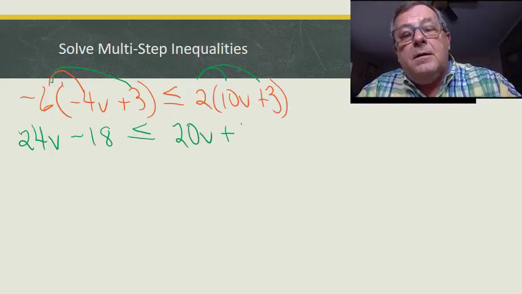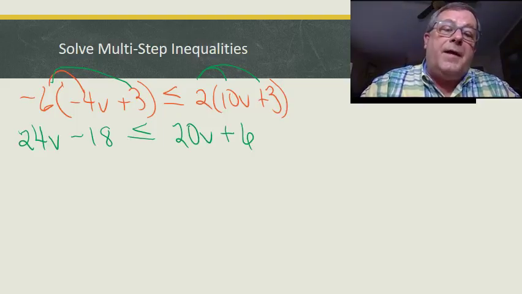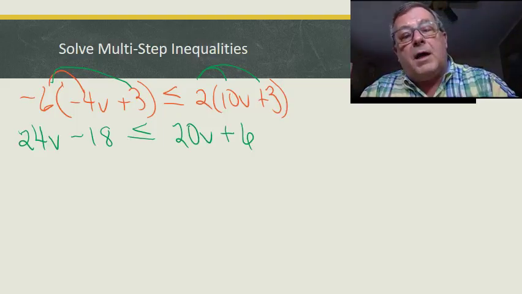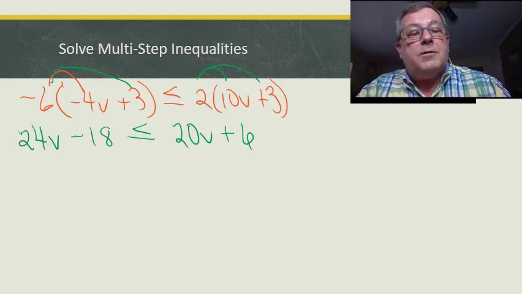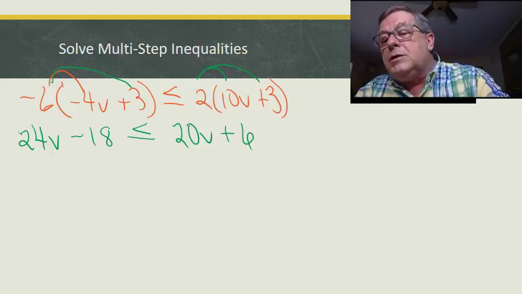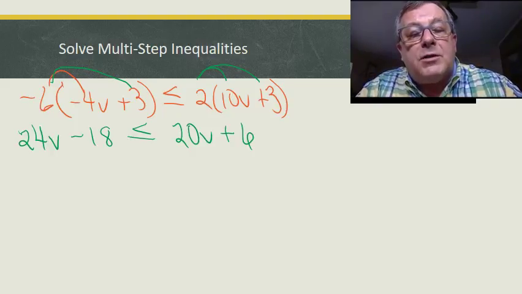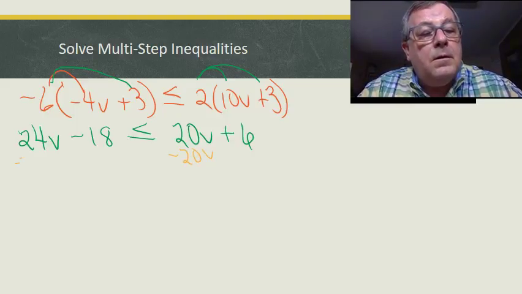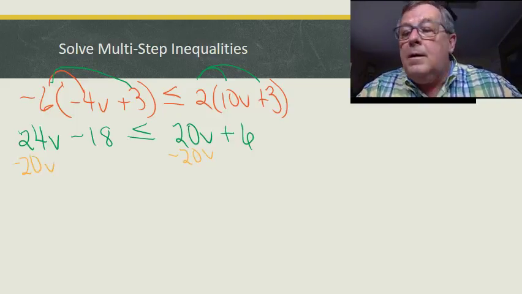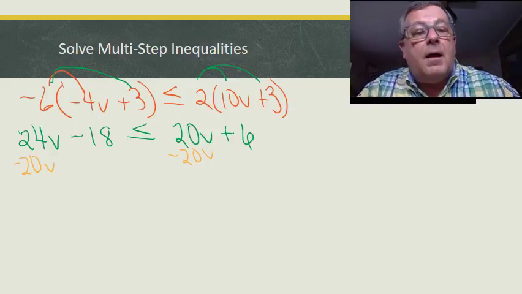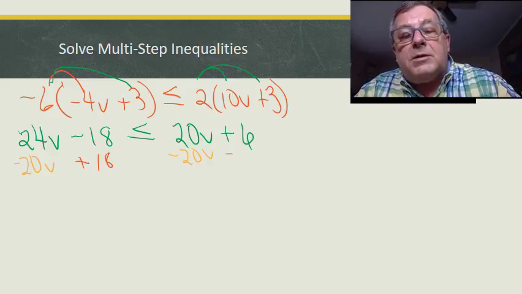plus 6. All right, now that we got that done, I want to get my variables on one side, my constants on the other. That's going to mean that, let's do it like this, I'm going to subtract 20v from both sides. And at the same time, I'm going to add 18 to both sides.